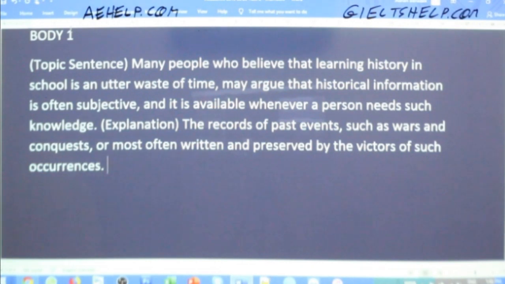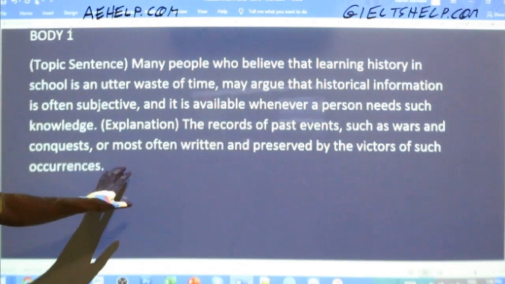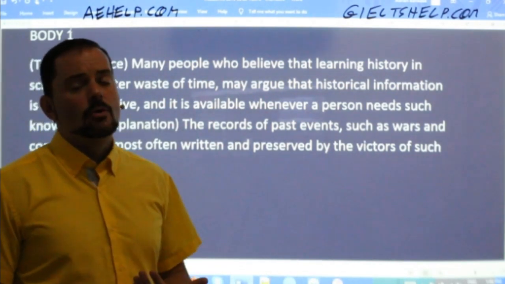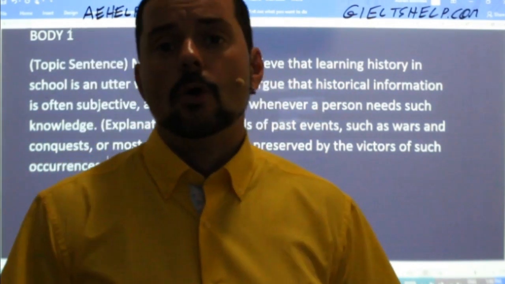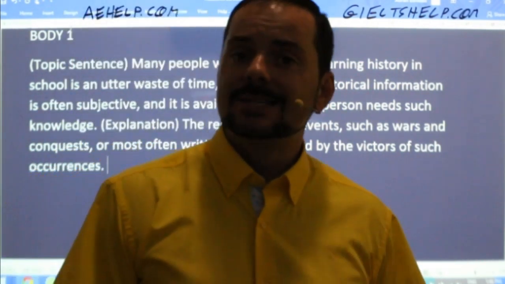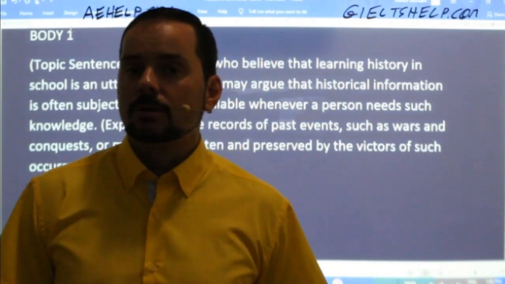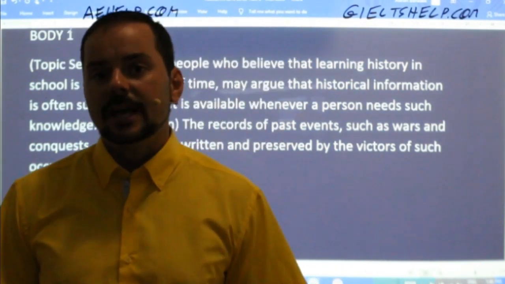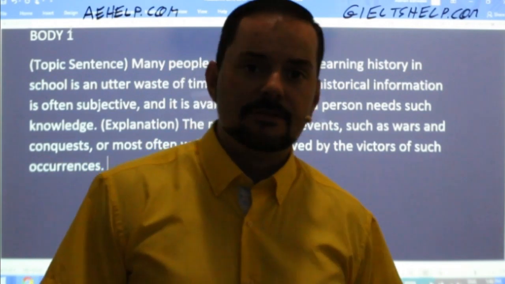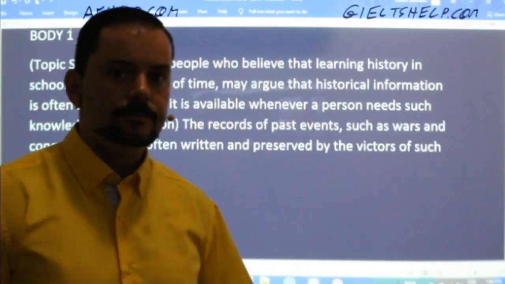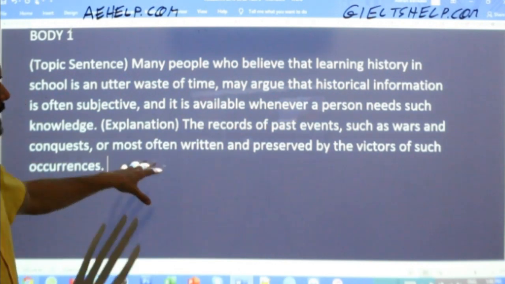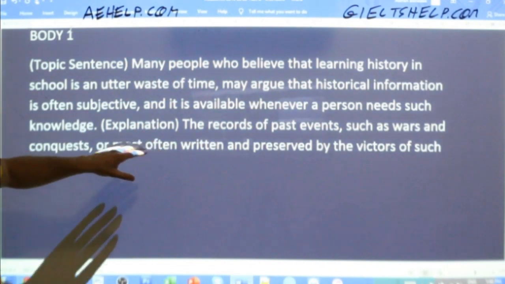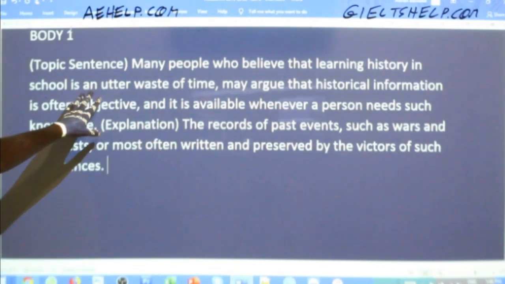All right? So the records of past events, such as wars and conquests, are most often written and preserved by the victors of such occurrences. Now, I could explain more. If I'm writing a university paper, I could keep going by also those who present history tend to present historical facts in their favor. So, of course, a country such as the US will claim certain facts in their favor. Okay? That is a good explanation of the idea that history is subjective.